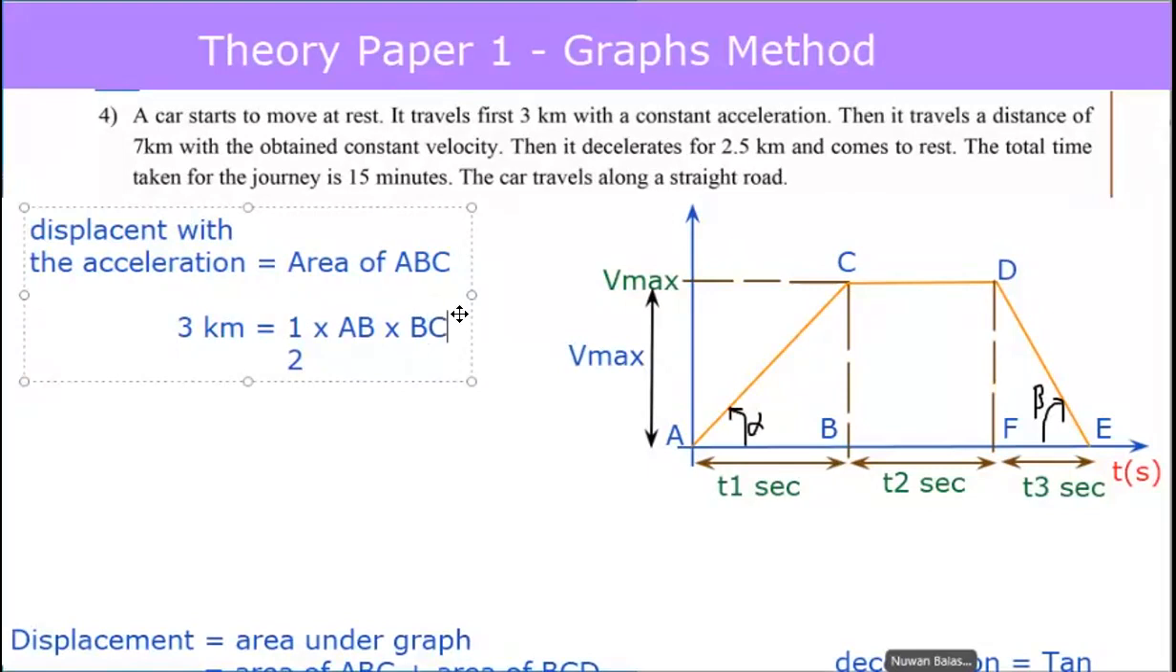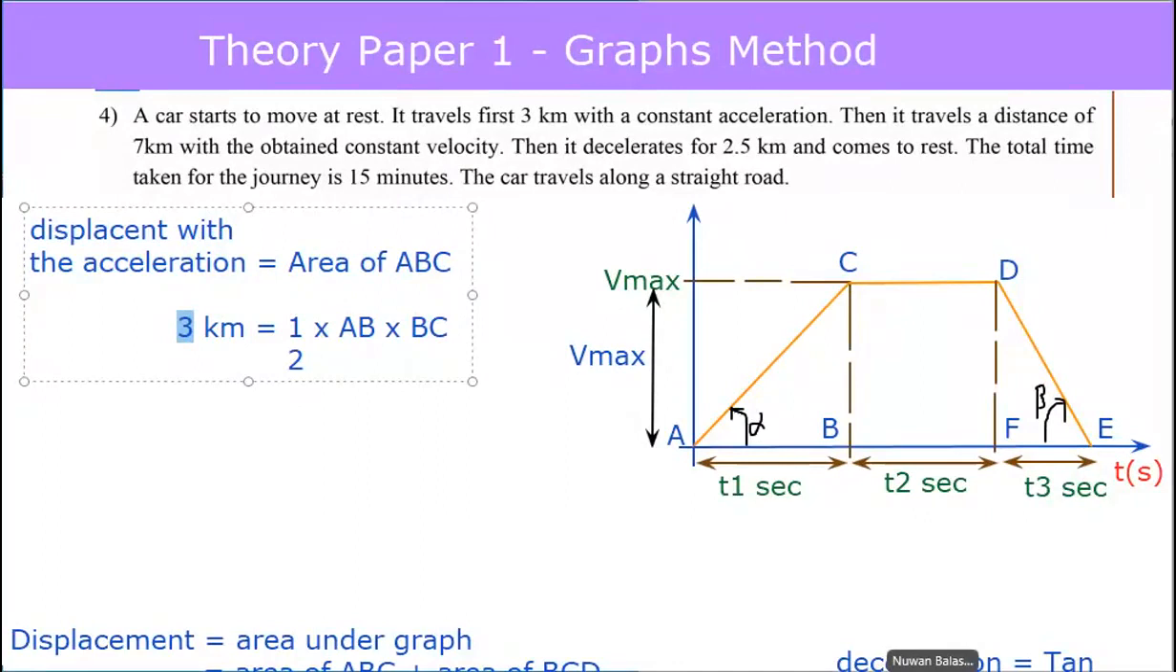From this equation, can you subject T1 here? Give a try. Write the displacement with the acceleration. That is the area of ABC triangle. That is given as 3 kilometer. You have to convert kilometer into meter, and try to subject T1 from this equation. Give a try, dear, and send your expression to my Zoom chat.